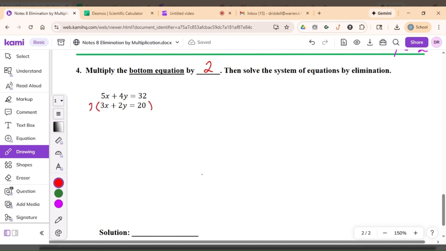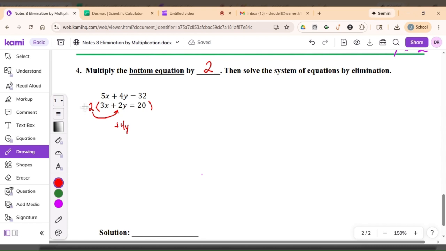If we multiply by 2, let's think about what 2 times that 2 is going to give us. Well, 2 times 2 is going to turn into a 4. That's going to turn this into a 4y. But 4y is what we already have. We need to get a negative 4y here to cancel that 4y. Well, if that's all you need, you just need a negative 4 instead of a positive 4.